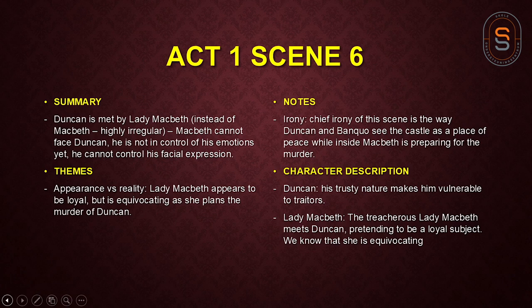Right, very important theme in this scene is appearance versus reality. Lady Macbeth appears to be loyal, but is equivocating as she plans the murder of Duncan. Very important irony. The chief irony of this scene is the way Duncan and Banquo see the castle as a place of peace, while inside Macbeth is preparing for the murder. If we look at the characters, Duncan, his trusty nature makes him vulnerable to the traitors. The treacherous Lady Macbeth meets Duncan, pretending to be a loyal subject, but we know she is equivocating.